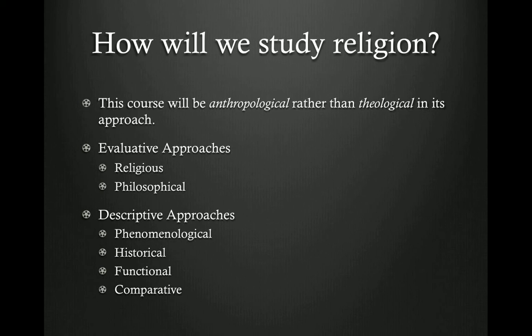Instead, we are going to be focused on the descriptive approach. And you can see there that there are a number of sub-approaches in that category as well. So I will briefly define those four. The first, which will be the primary approach in this class, is the phenomenological approach. Phenomenon basically means having to do with the appearances of things. And what the phenomenological approach does is it studies the way in which things appear to the religious believer themselves. So how does the world appear to the Hindu, to the Buddhist, to the Christian, to the Muslim, to the Jew, to the Confucian, etc.?